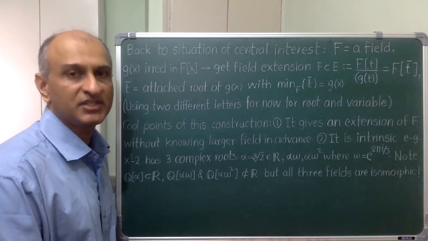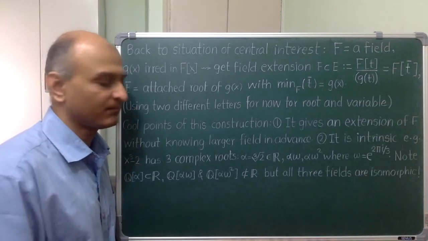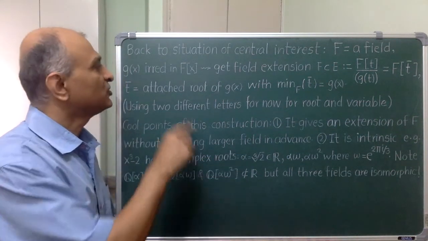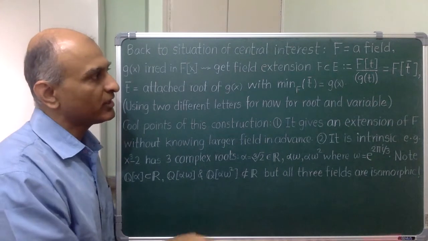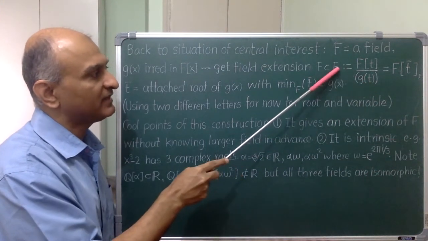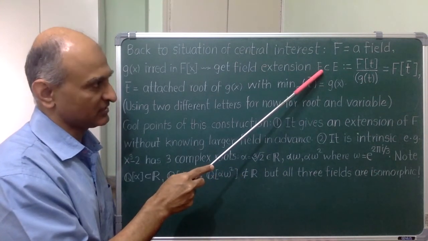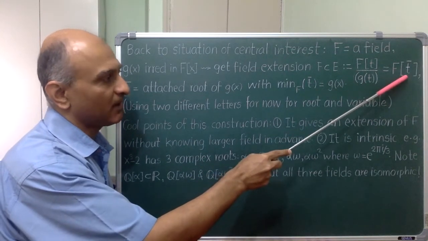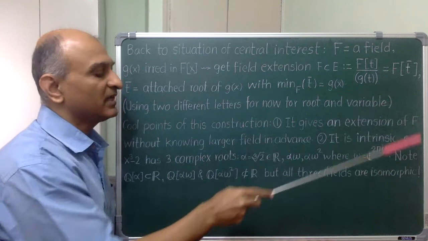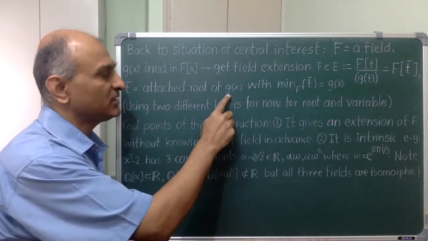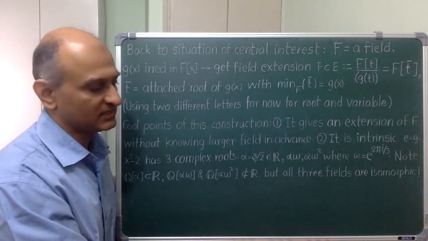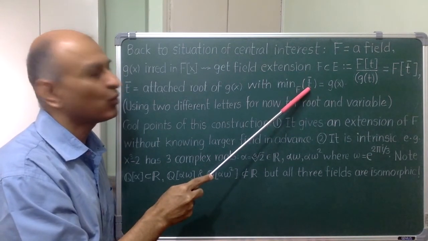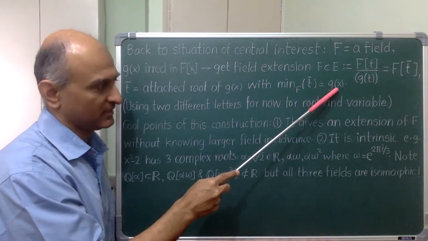We return to the situation of central interest. Take a field F and an irreducible polynomial g over it. Going modulo g, I get a field that contains F as constants. I can regard this field as F adjoined with t bar, where t bar is a root that I created for g by the magic of the quotient construction. In fact, the minimal polynomial of t bar over F is g(x).